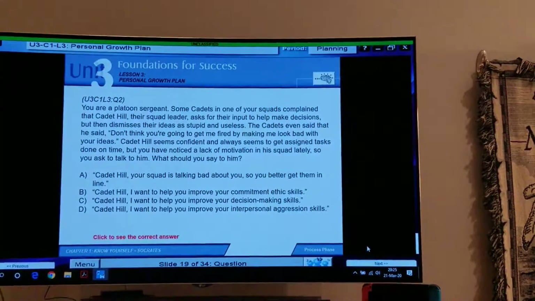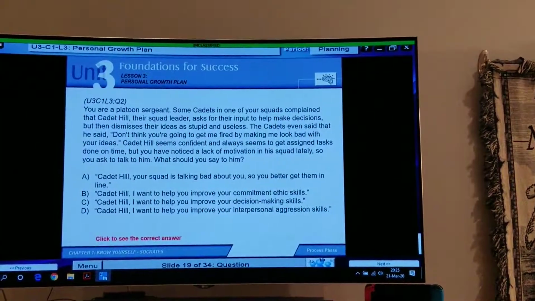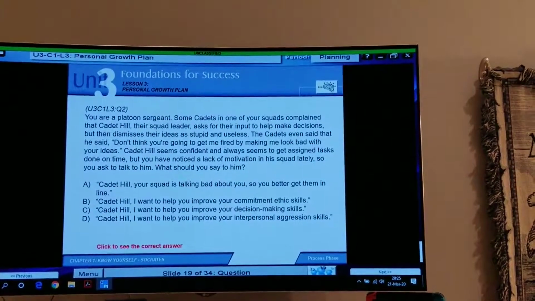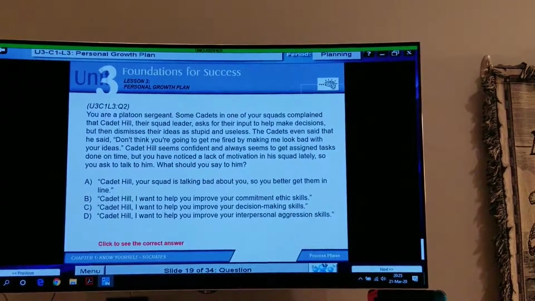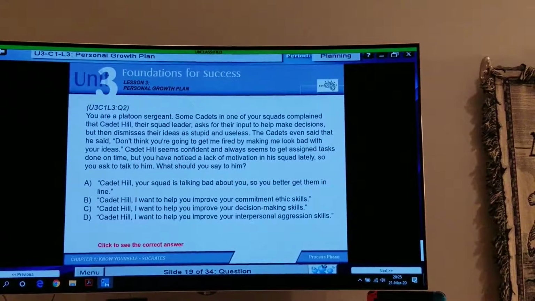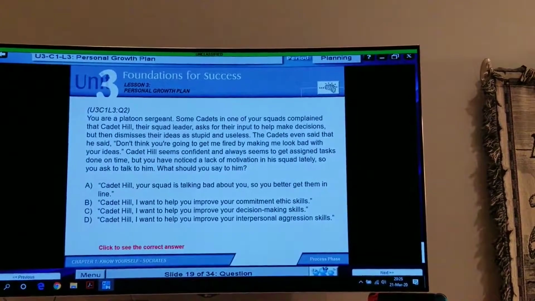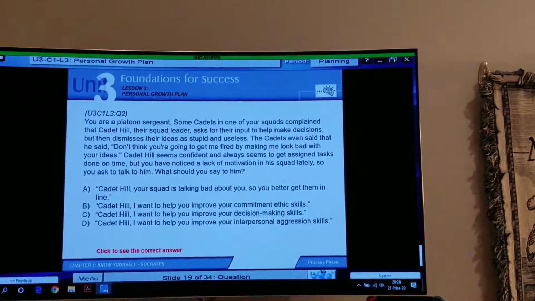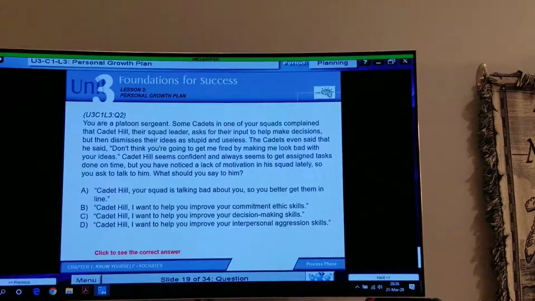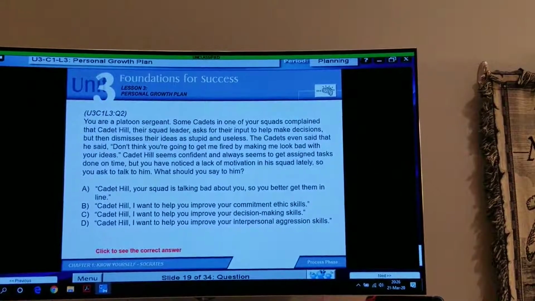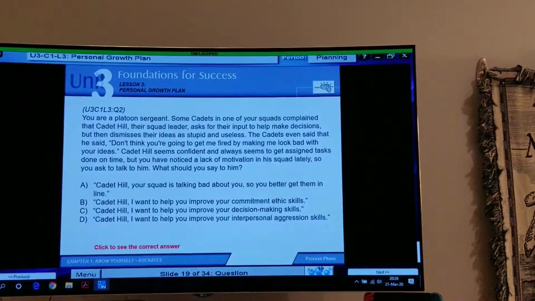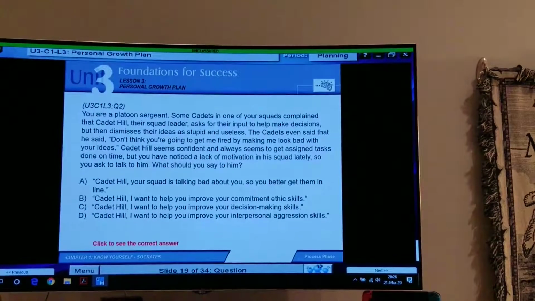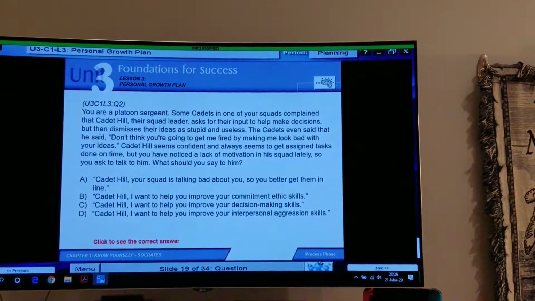And there it is. All right, you are a platoon sergeant. Some cadets in one of your squads complained that Cadet Hill, their squad leader, asked for their input to help make decisions, but then dismisses their ideas as stupid and useless. The cadets even said that he said, "Don't think you're going to get me fired by making me look bad with your ideas." Cadet Hill seems confident and always seems to get assigned tasks done on time, but you have noticed a lack of motivation in his squad lately. So you ask to talk to him. What should you say to him?